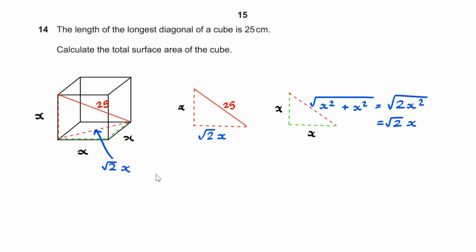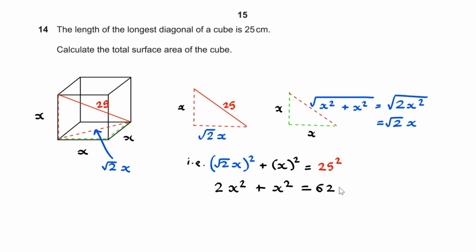So now, using Pythagoras, we've got root 2x all squared plus this x squared, which is equal to 25 squared. So root 2x all squared, if we square this, we end up with 2x squared, and then we've got another x squared. This is equal to 625. Now from here you can see that the surface area is given by 6x squared. And if we tidy this up, you can see we've got 3x squared equals 625.